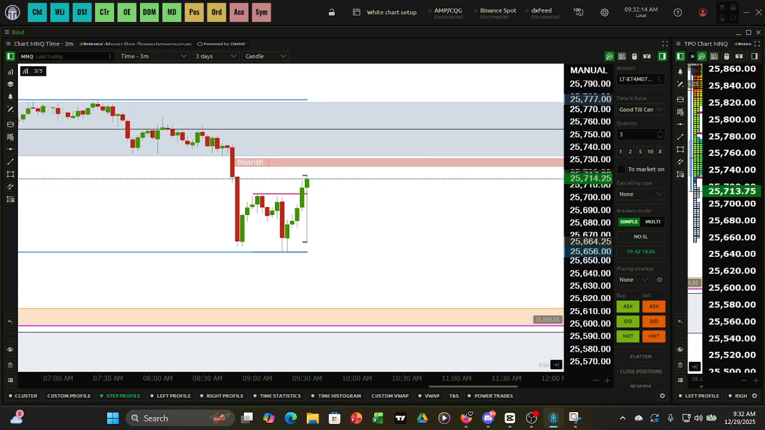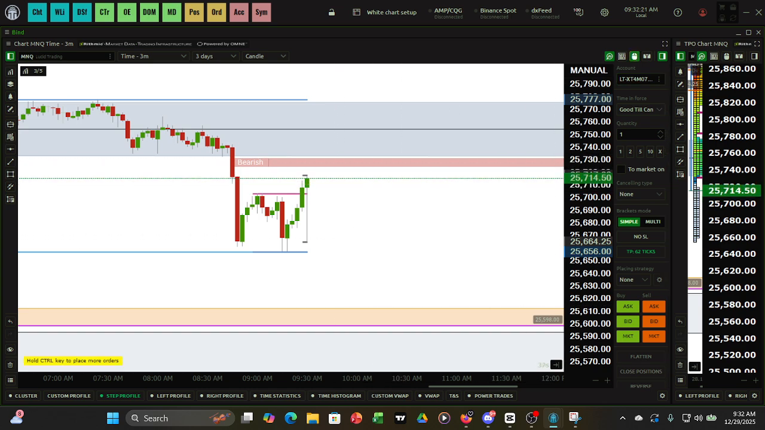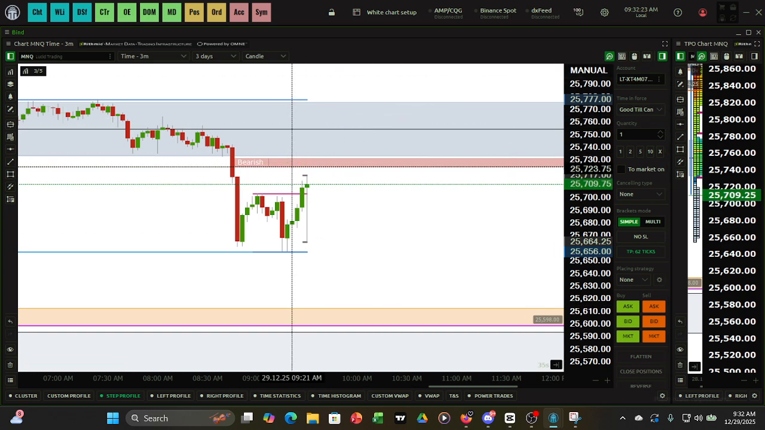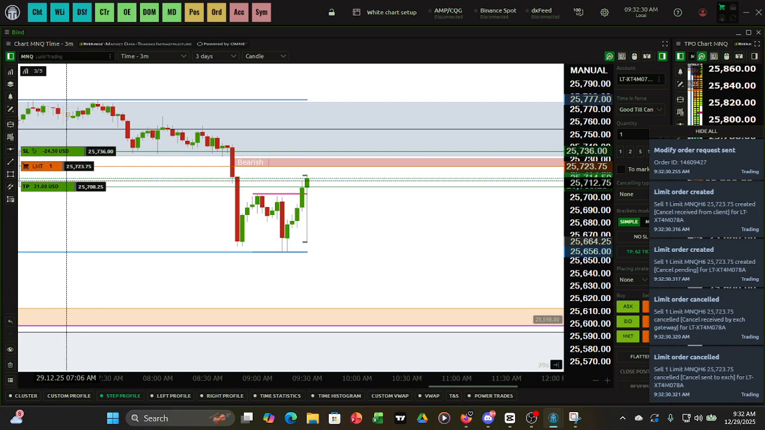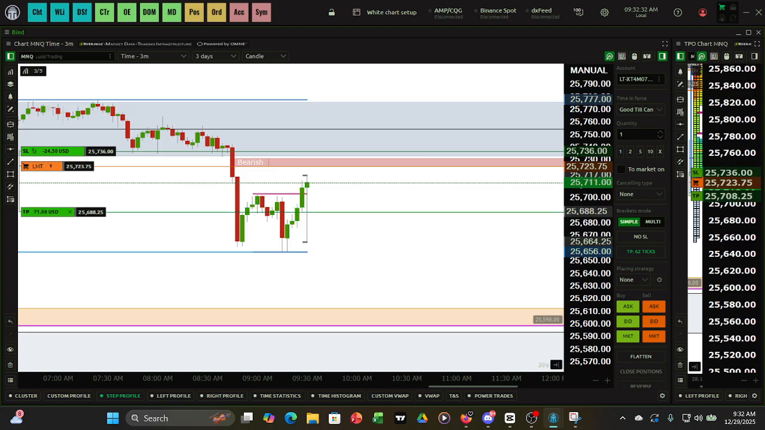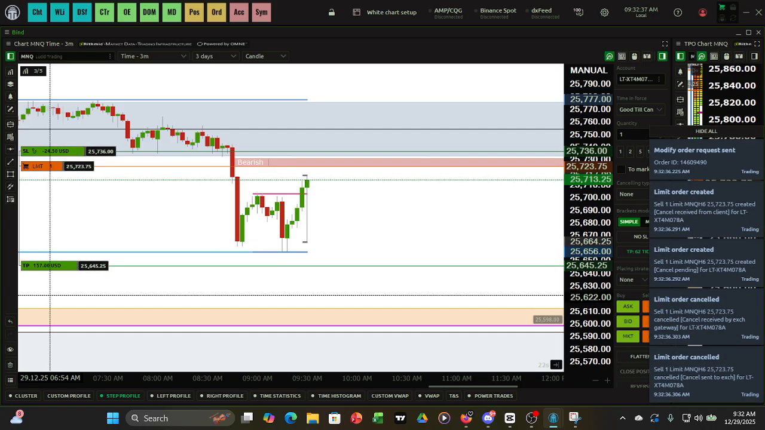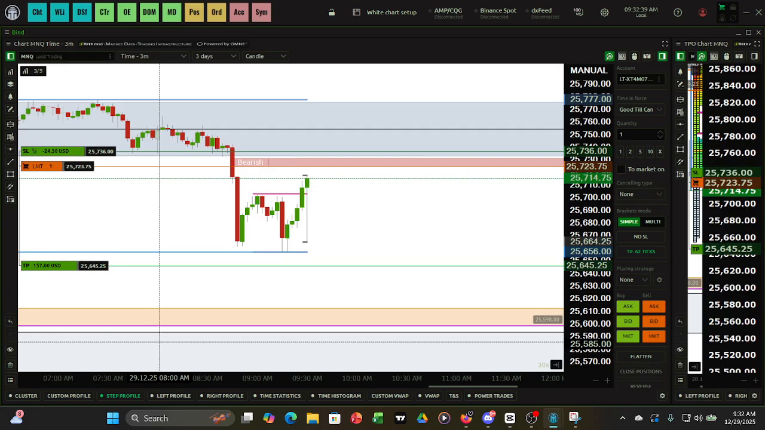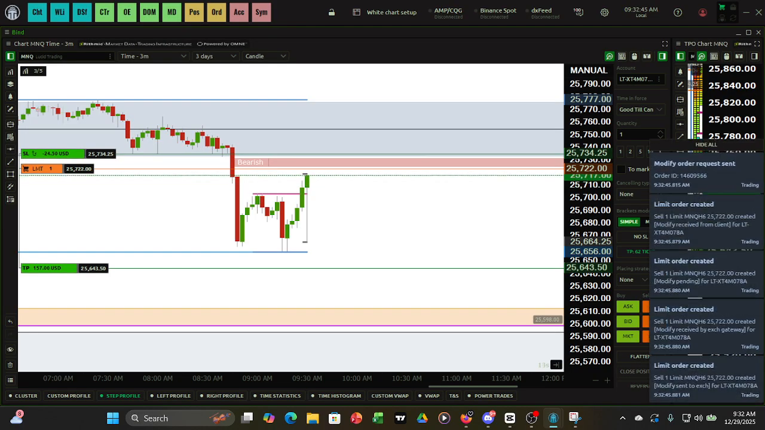Okay, so here we go. It's moving back up. I didn't want to take this trade, but I will just to show you guys. I'll sell one limit here, and I'll put a stop loss right above those wicks. And then for that, I would try to get back down into here. So let's come down just a tad.